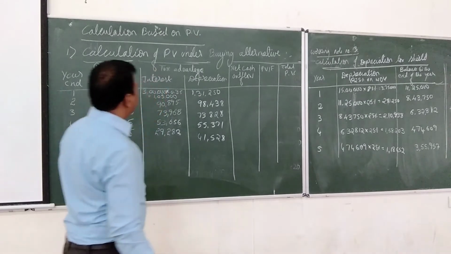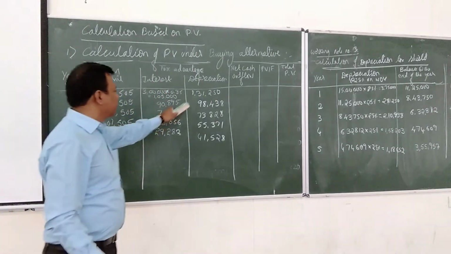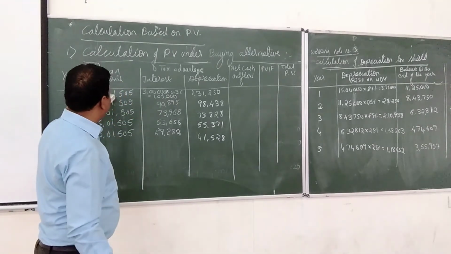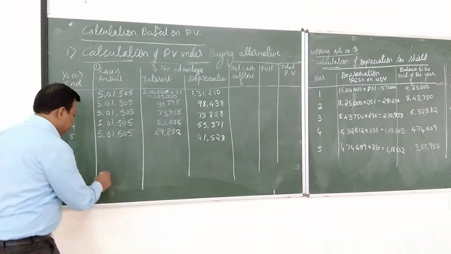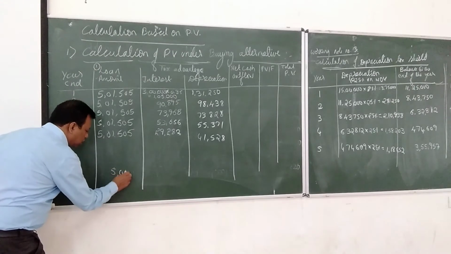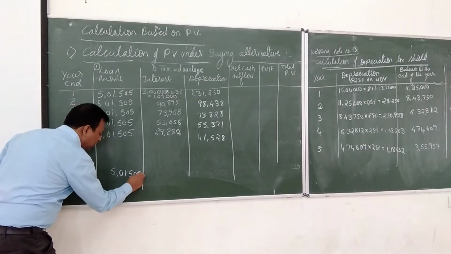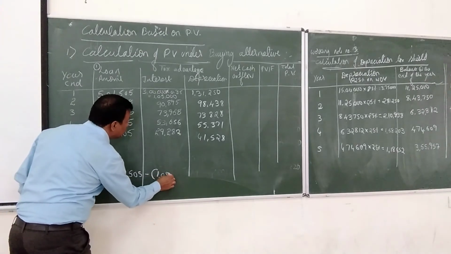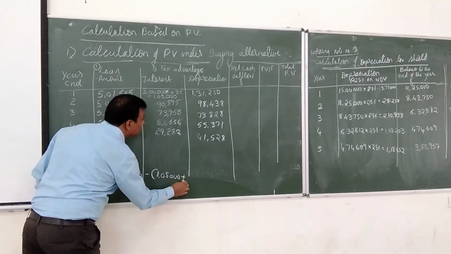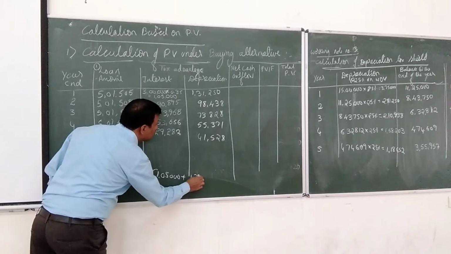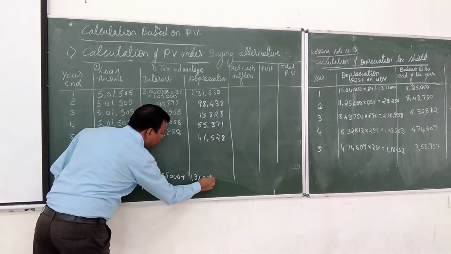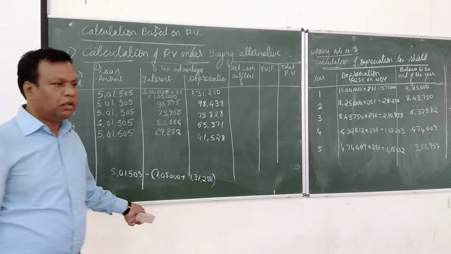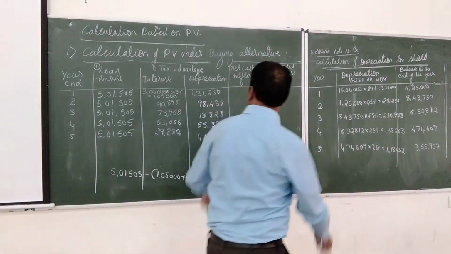Okay. So next, cash flow we should find out. What we should do? Add. So in net cash flow, what we should do? 5,01,505. How should we write it now? 5,01,505 minus, open the bracket, 1,05,000 plus 1,31,250. Like this we do it. Do it quickly and get the answers for all these things.